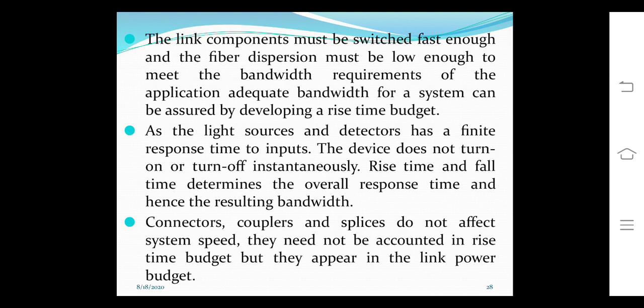So connectors, couplers and splices do not affect the system speed. They need not be accounted for in the rise time budget, but they appear in the link power budget because there the losses should be included. So in the link power budget we include connectors, couplers and splices, but in the case of the rise time budget we don't include them.